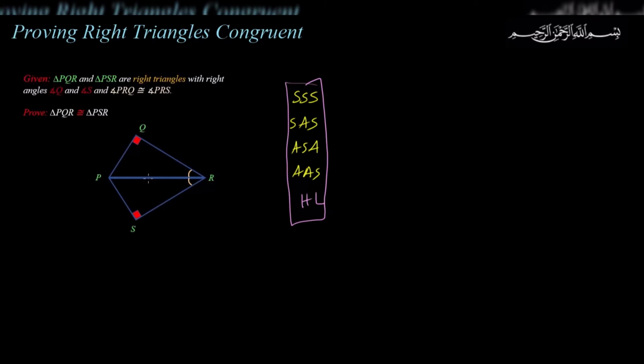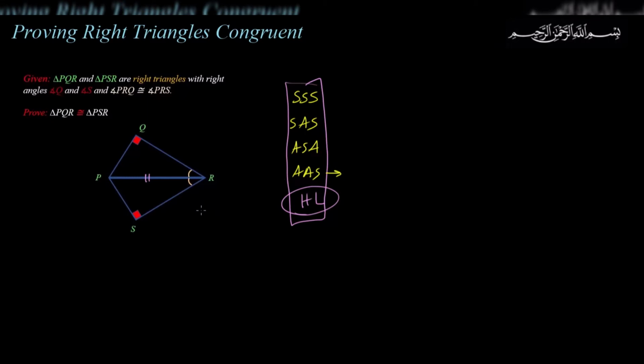Well, but we do have this, don't we? We have PR shared between the two triangles, right? So can we use hypotenuse leg here? There's a hypotenuse, but there's no leg, right? Well, but we do have these two angles, don't we? Angle, angle, side, right? That's pretty cool. So we can definitely use angle, angle, side to prove these two triangles to be congruent.